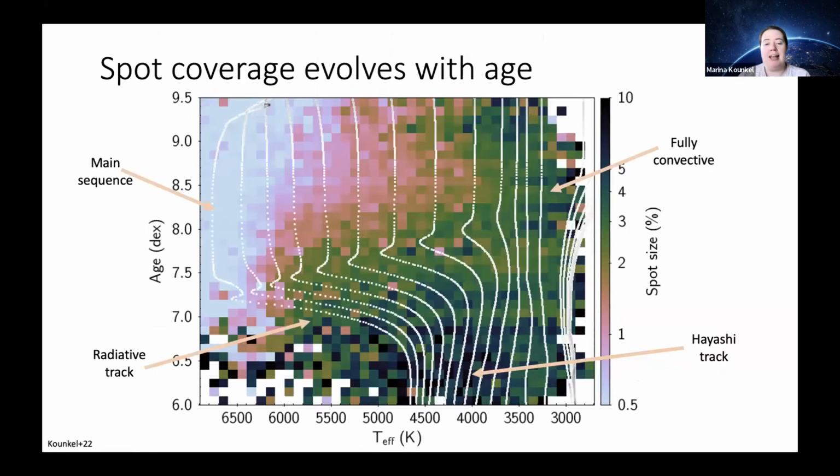But just by looking at the optical variability, what we find is that at the youngest ages, stars tend to be extremely variable. So they tend to have very large spot sizes. The stars that remain fully convective throughout their lives, the M dwarfs on the low mass end, tend to also have a pretty high level of activity. They also have large spot sizes throughout their lives.